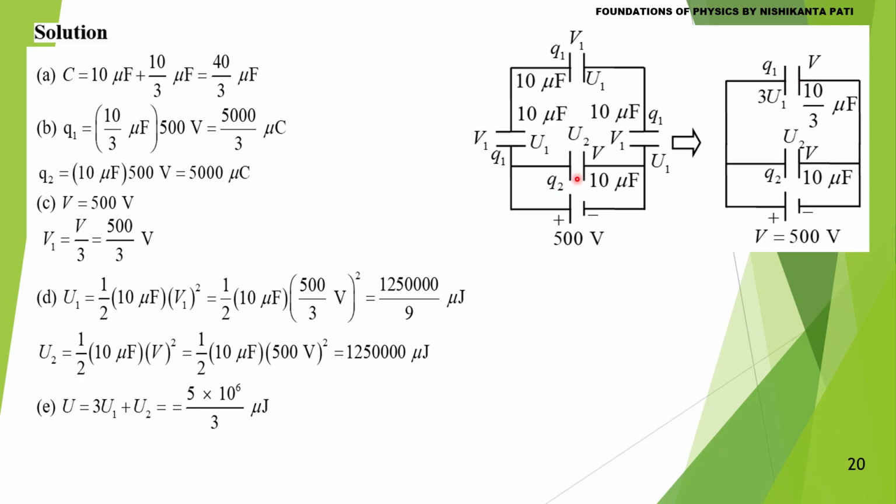Similarly, for this 10 microfarad capacitor, the charge is CV. The energy is Q square by 2C or half CV square.